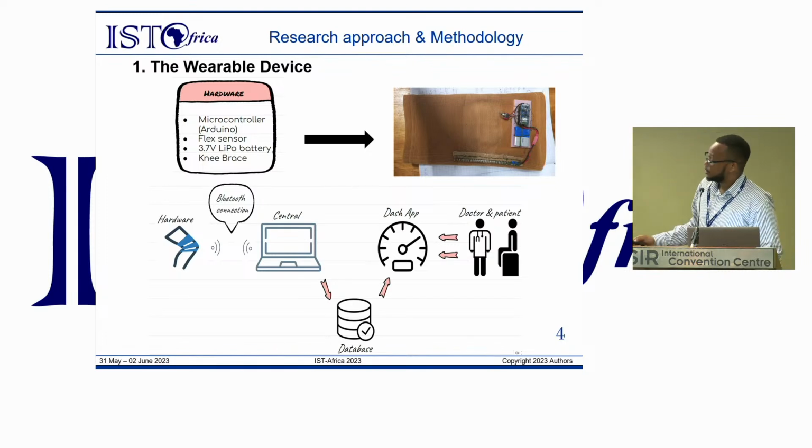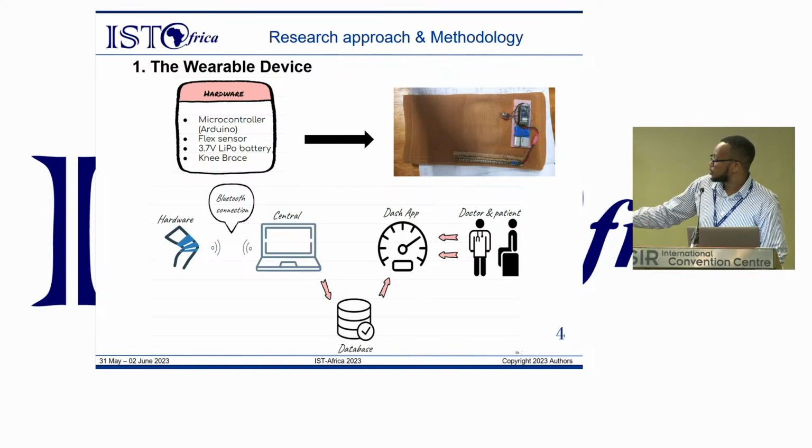So this is how we're going to apply the methodology. We have the wearable device. You can see it to the right. It is a knee brace, since we are focusing on the knee. If we were focusing on the elbow, it would have been an elbow brace. And over here, you can see this is a flex sensor. And we have a microcontroller, the Arduino BLE Sense. And this is a battery that powers this, so it can work independently. And this is how it works.